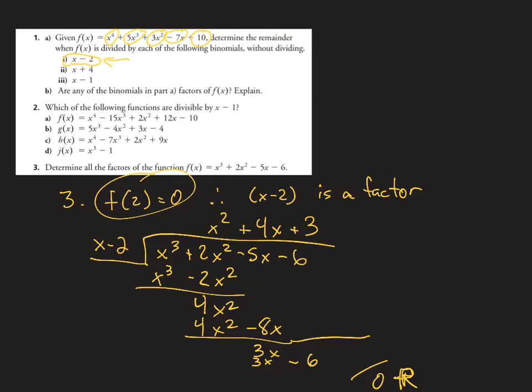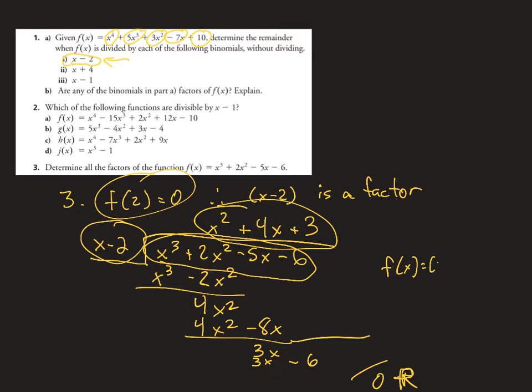It's perfect. And this times this equals this. So the quotient, now we have x minus 2. Here, let's go back. We can say that f of x equals x minus 2 times x squared plus 4x plus 3. I don't really need to test any other things.